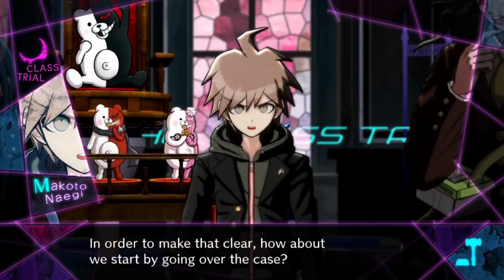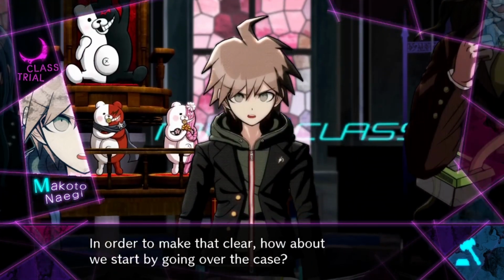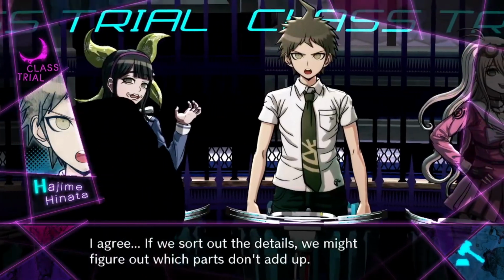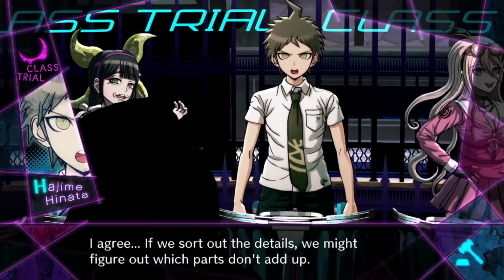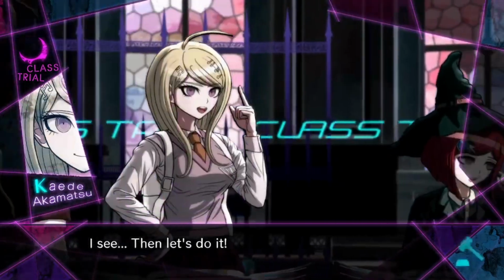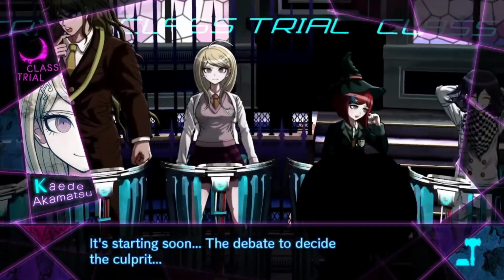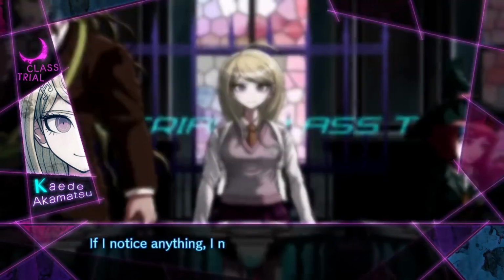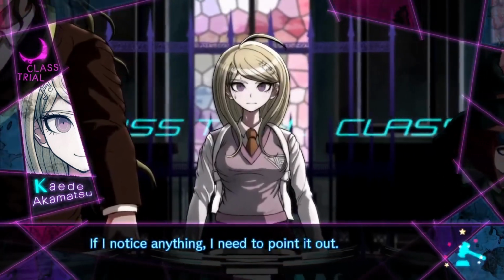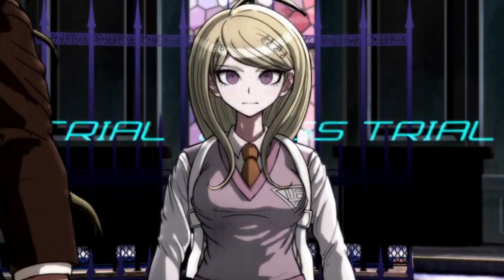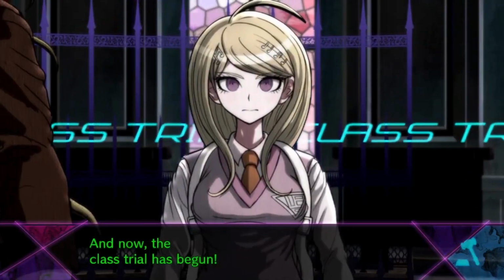In order to make that clear, how about we start by going over the case? I agree. If we sort out the details, we might figure out which parts don't add up. Also, Hajime sounds different and I don't like it. Then let's do it. It's starting soon, the debate to decide the culprit. If I notice anything, I need to point it out. Not just for my life, but for everyone else's too. And now the class trial has begun.